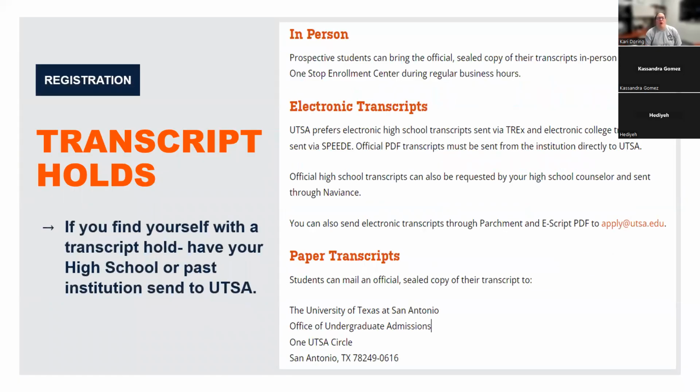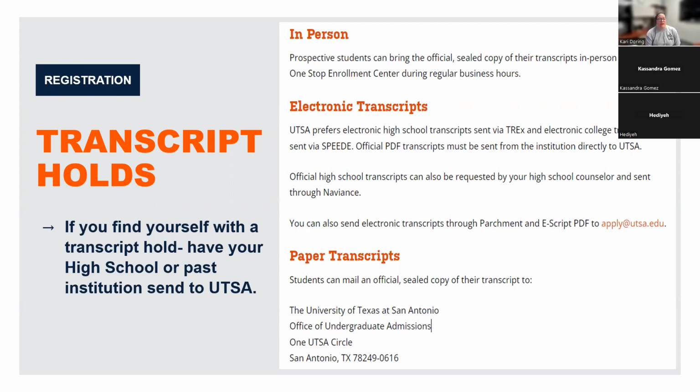Now we're going to get into some holds that you might see that will prevent registration. A big one that we're seeing right now are transcript holds. The biggest thing about this is that we cannot lift holds if we do not see the transcripts on file. So you would have to contact your university of where the transcript is coming from and have them send that to UTSA. And you can have them send it to the email apply@utsa.edu.